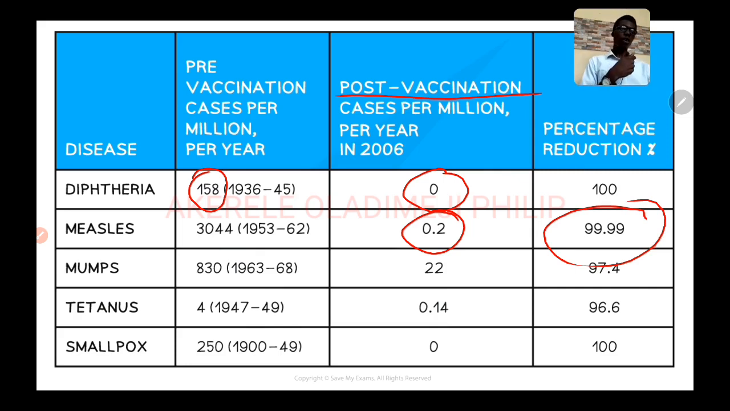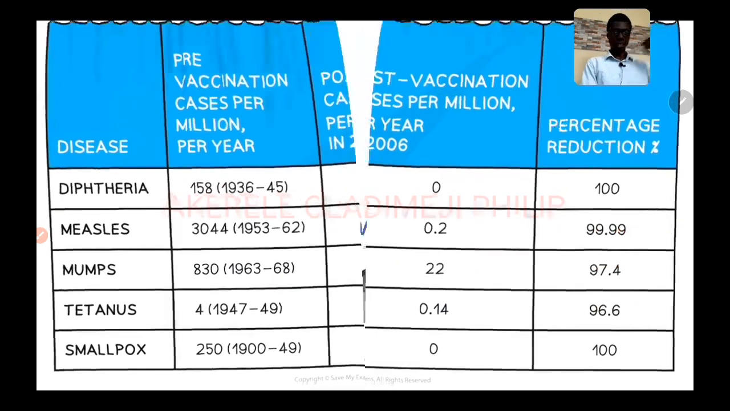Mumps, of course, only about 222 million cases are left within those years of 1963 to 1968, so thereabout. That's about a 97.4% reduction. You can see tetanus there, about 0.4 million is left to have the disease after vaccination. You can see smallpox here saying that we have 0 left within 1900 to 1949. Actually, by now I think this will have even reduced more because vaccination is now more on the rise.